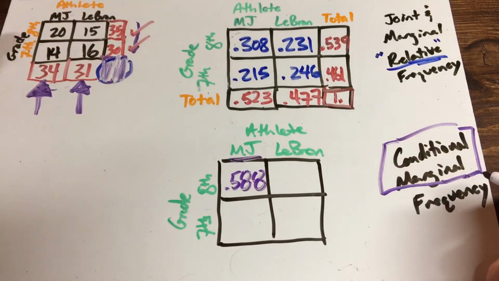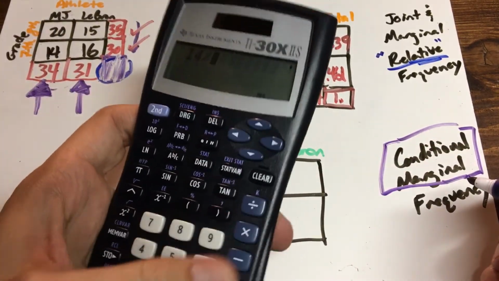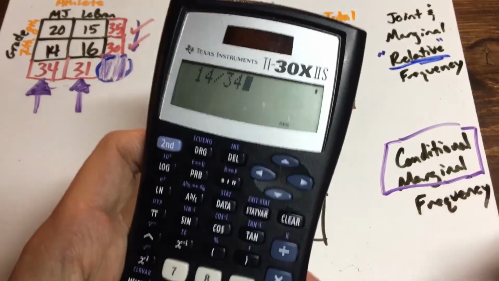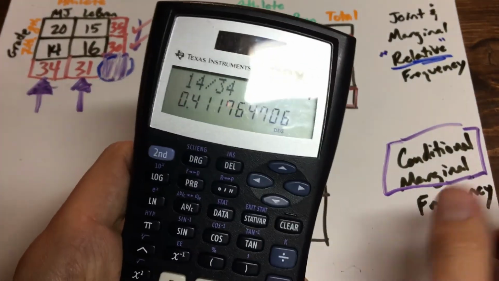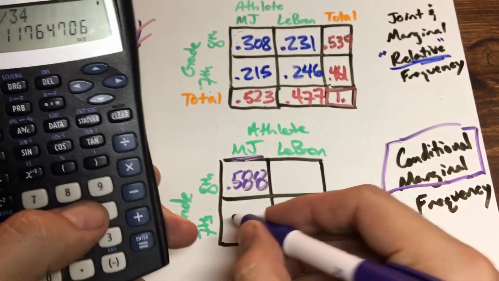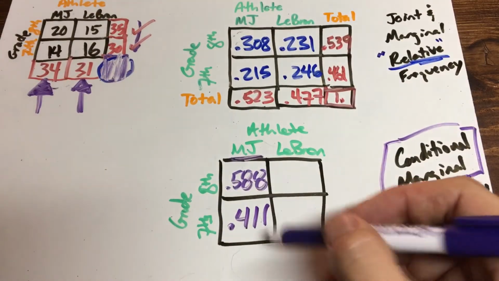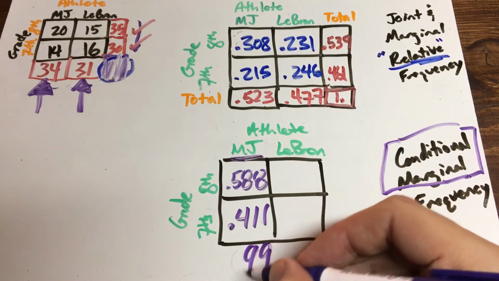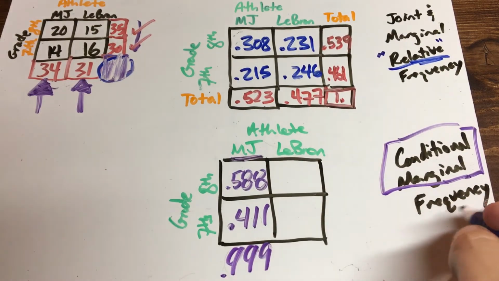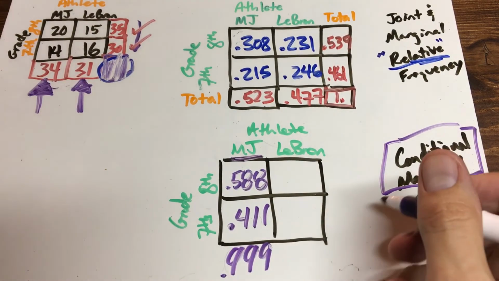And then 14 divided by 34 is going to be what percent of the people who picked Michael Jordan were in 7th grade. 14 out of 34 is 0.411. And you'll know you did this right if you add these two up and you get like 0.999 or 1, right? Which you don't need to do the total, but I did.